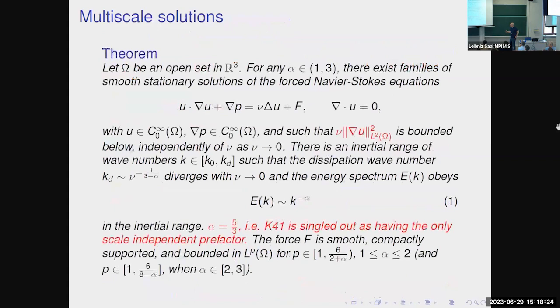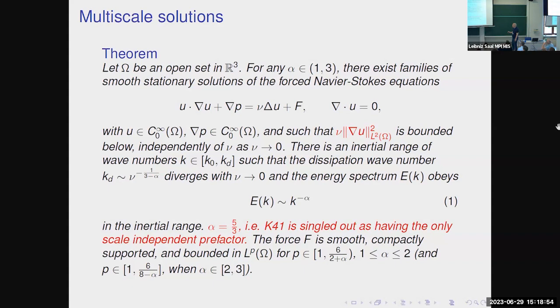Okay. So I want to give you here an example, and I have a variety of reasons for giving it, of a situation in which you can create very complex structures by forcing. And here is just an example. So you take an arbitrary open set in R3. You take a parameter. This parameter will be your power spectrum, the quote-unquote power spectrum. So a parameter between 1 and 3.